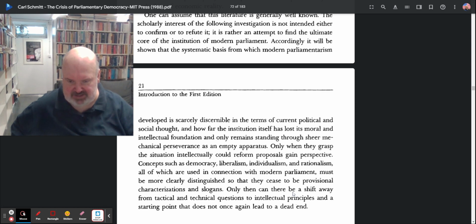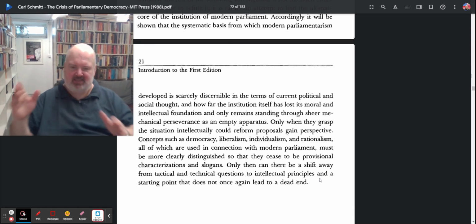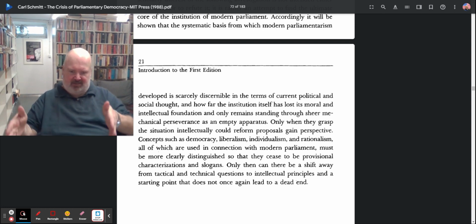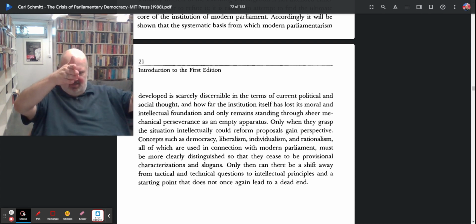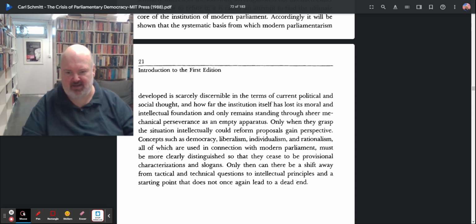Only then can there be a shift away from tactical and technical questions to intellectual principles. So instead of moving from the technical and tactical questions of politics to more intellectual principles, and a starting point that does not once again lead to a dead end. So therefore, the problem is that most legislative defenses he sees of the parliamentary system are tactical, and they don't lead to overcoming the intellectual crisis.